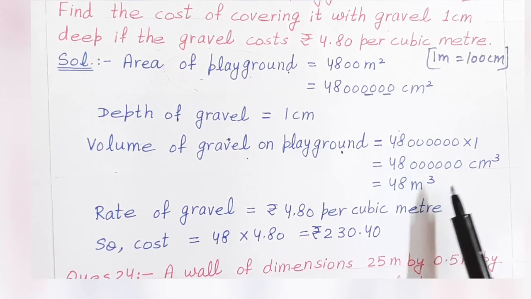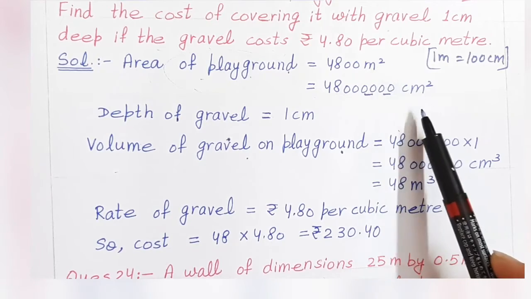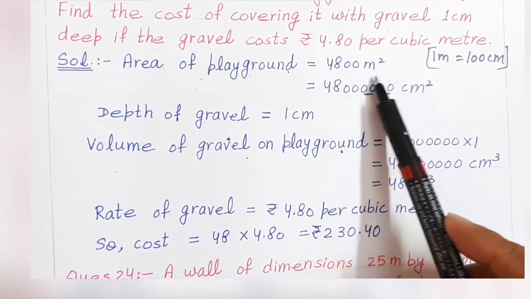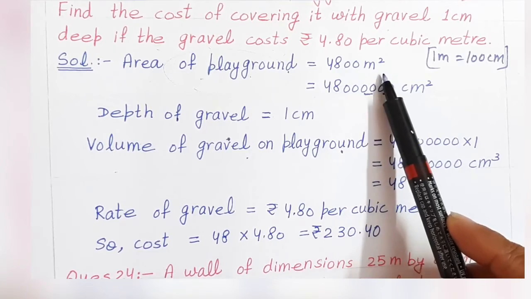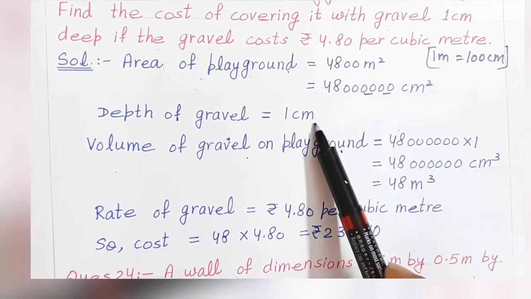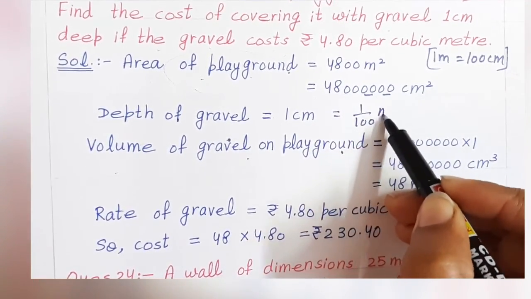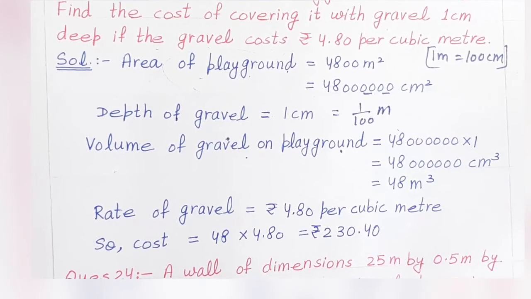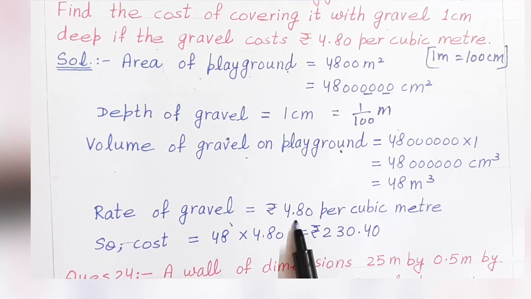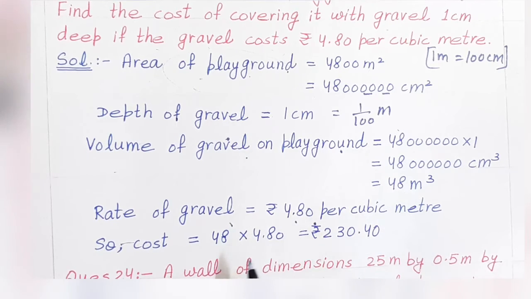Clear? Students, it is not necessary to convert into centimeter. We can directly solve with 4800 meter square. But in that case, you need to convert 1 centimeter as 1 upon 100 meter. And then we can solve the question in the same manner. Now, the rate of gravel is already given, that is 4 rupees and 80 paisa. So we multiply this with 48. So our answer is 230 rupees and 40 paisa. I hope it is clear to everyone now.